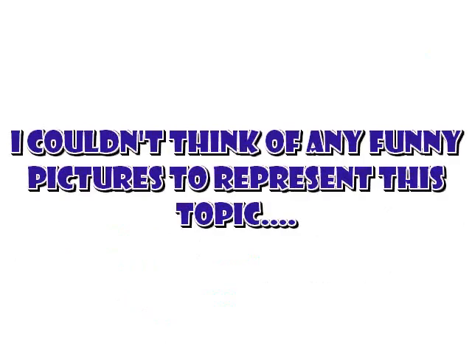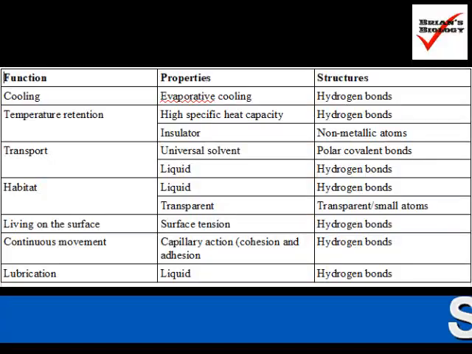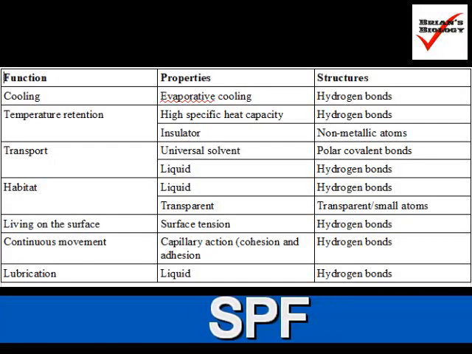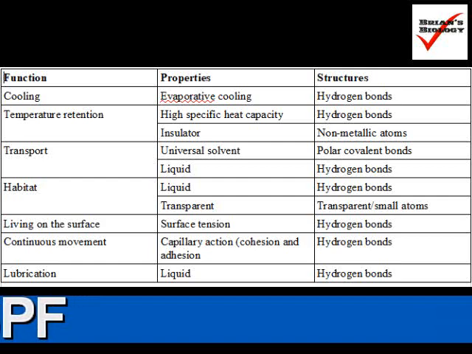So lubrication means that when two surfaces are rubbing against each other, they don't have too much friction. That's going to be really important when you're doing things like moving your joints. Okay, so what's the property of water that allows it to be such a good lubricant? And the answer is, of course, that it's a liquid, which we've already explained is down to the structure of its hydrogen bonds. So here again we can see that each of the functions relates to a property, or maybe two, and those properties relate back to structures.